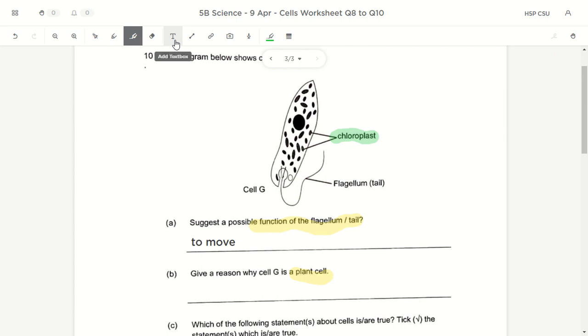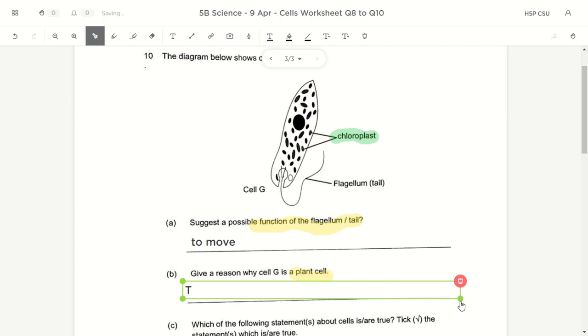So you cannot just tell me that it has chloroplast and full stop, which a lot of you did. You must tell me, yes, it has chloroplast, so what? Because only plant cells have chloroplast. A lot of you miss out the reasoning part. Most of you just write the evidence because that's what you see, but you forgot to write the reasoning. So let's write this down. Because it has chloroplast.